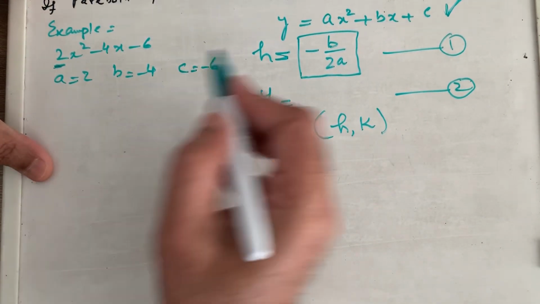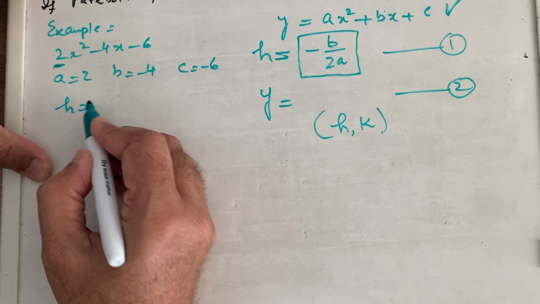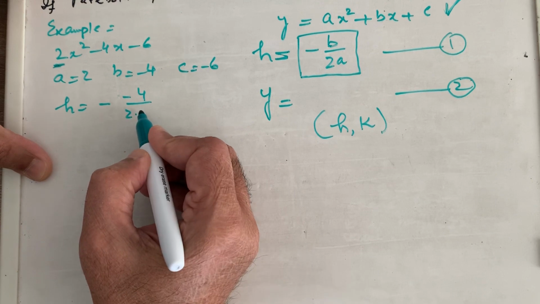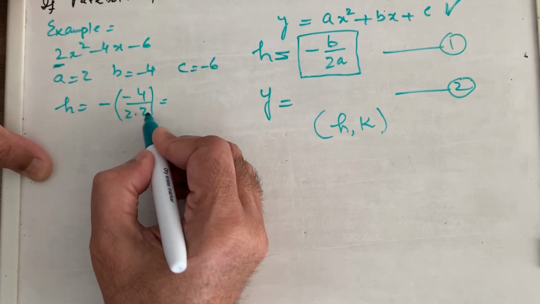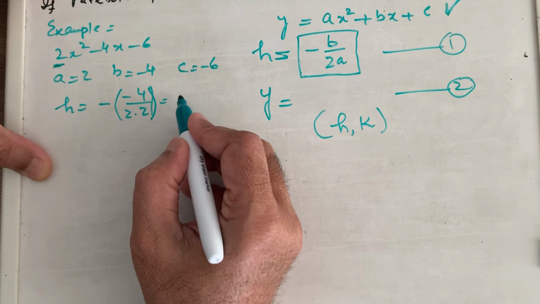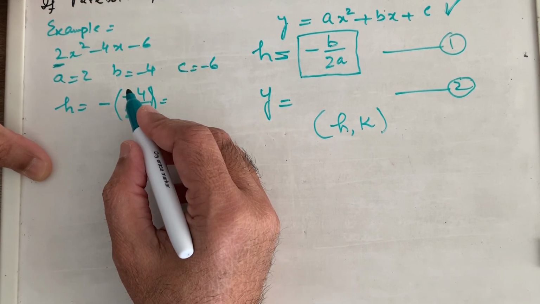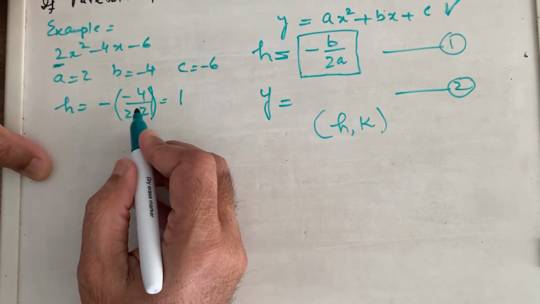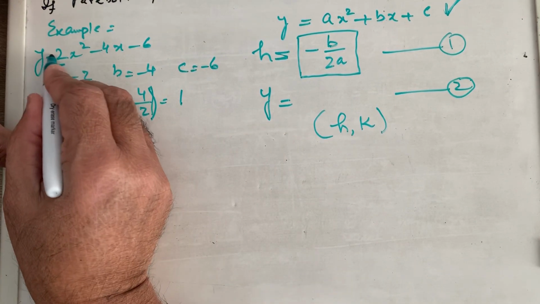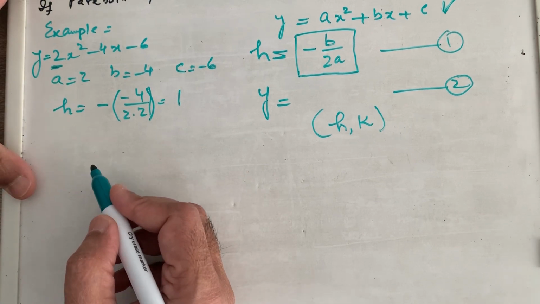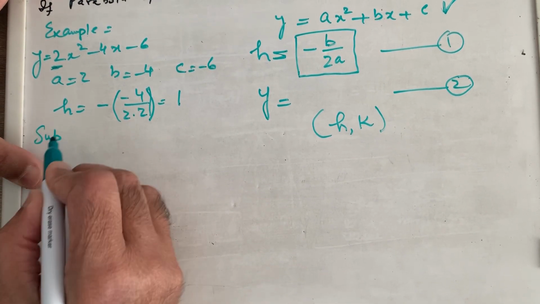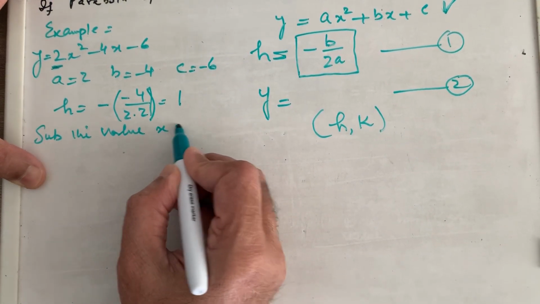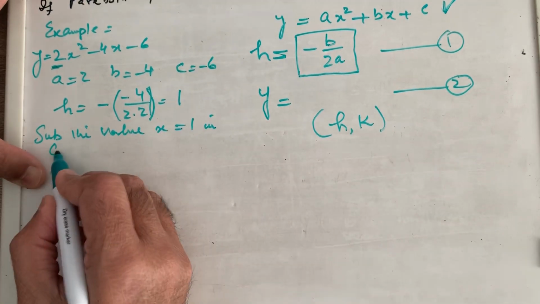And now we have to calculate h, right? So what is h? Minus b, minus 4, divided by 2 times a, which is 2. We keep brackets so that we have 2 signs here. Now minus is plus, so we get h equals 1, right? So h is equal to 1. Now we substitute back into this equation, because this represents y, right? So substitute the value x equals 1 in the quadratic equation.